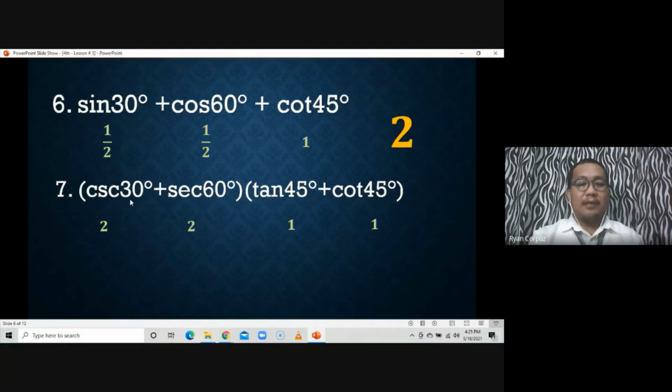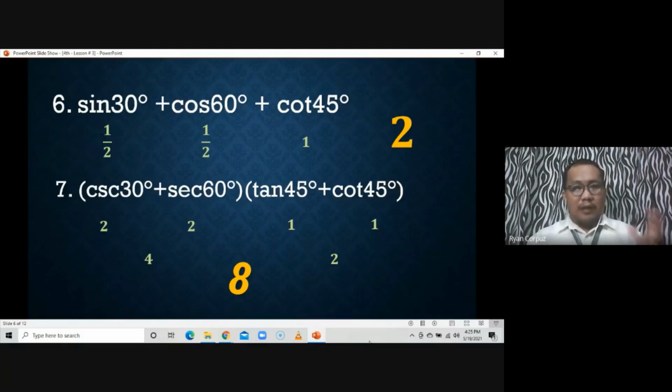So plus yan, nasa loob ng parenthesis, plus. So 2 plus 2 will come up there with 4. Then 1 plus 1 here will come up with 2. So nakuha na natin yung value ng dalawang yon. That's 4 and 2. And we are multiplying them. So what would be 4 times 2? So 4 times 2 is equal to 8. So that's how we answer example number 7.